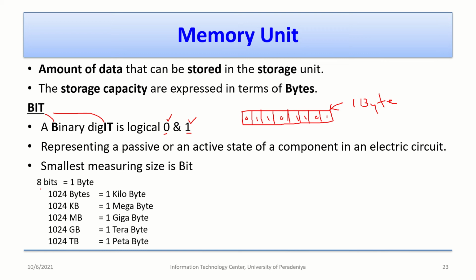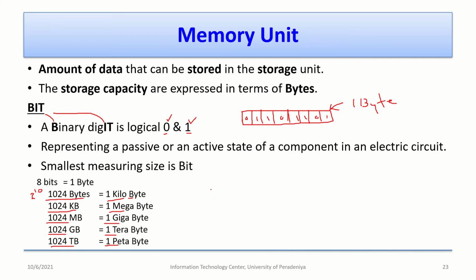So 8 bits we call 1 byte, then 1024 bytes. 1024 means actually 2 to the power 10. Then 2 to the power 10 bytes we call 1 kilobyte, KB, right? Then another 1024 kilobytes we call 1 megabyte. Then 1024 megabytes we call 1 gigabyte. 1024 gigabytes we call 1 terabyte. Then 1024 terabytes equal 1 petabyte, right? Then you must have the ability to convert bytes into bits or bytes into kilobytes or megabytes likewise.